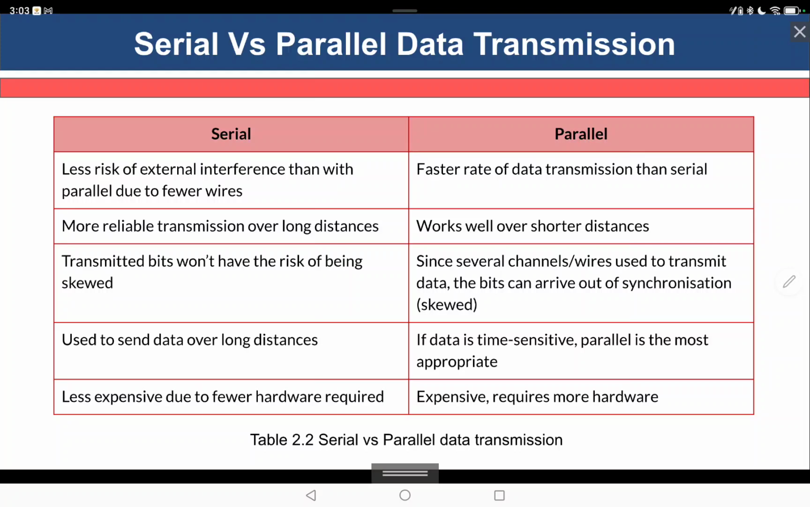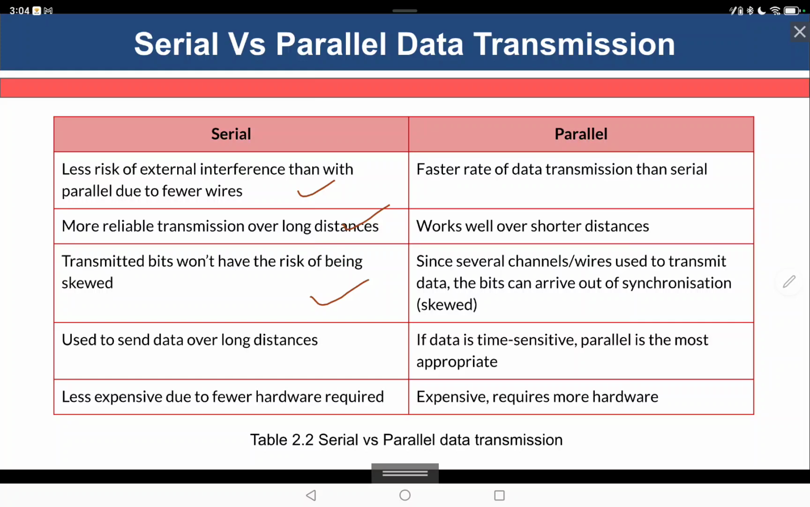Now let's look at the difference between serial and parallel in the form of a table. The first one says, less risk of external interference than with parallel due to fewer wires. With just one data wire, there's less chance for noise or interference from other signals, making it more stable. Then, more reliable transmission over a long distance. Because it sends one bit at a time, it avoids timing issues, making it ideal for long cables and connections across distances.